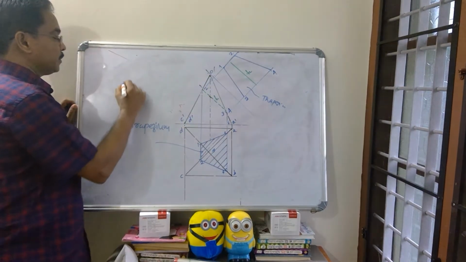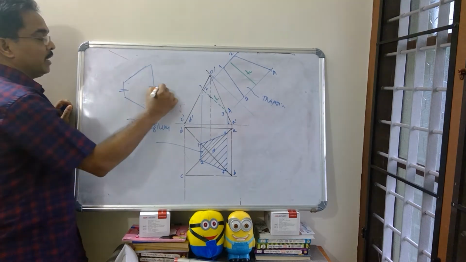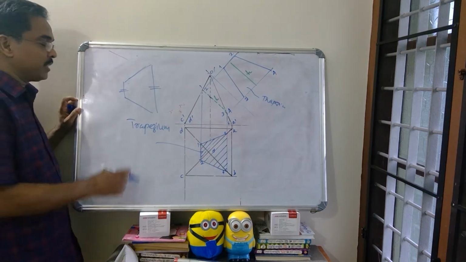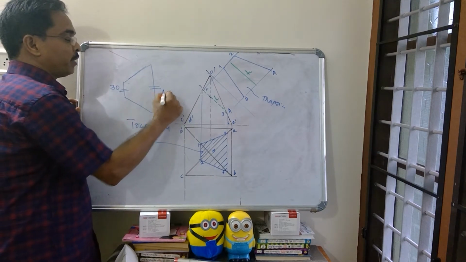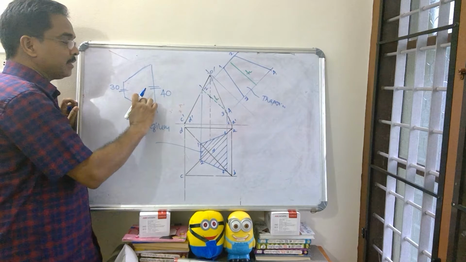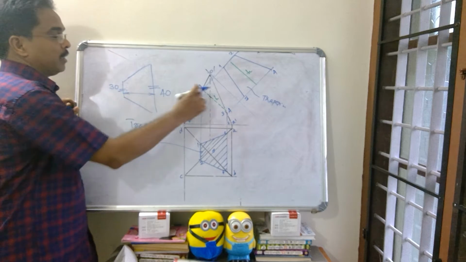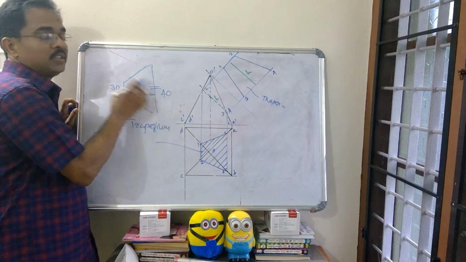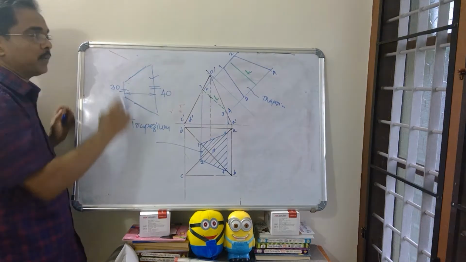But the trapezium has the height as well as these two sides, which also have some measurements. So the next type of question is, provided this distance is given, say 30 millimeter and 40 millimeter, that is, the width of the trapezium is given, then how will you solve that question? If this height and this width are given, you can use this method: cut the front view such that this width becomes this distance.